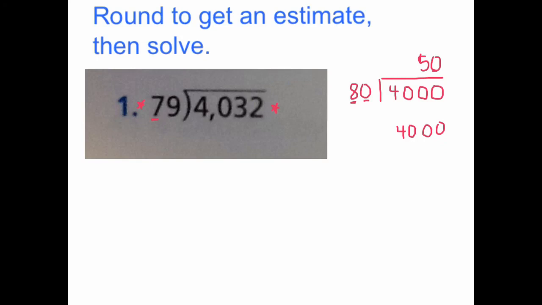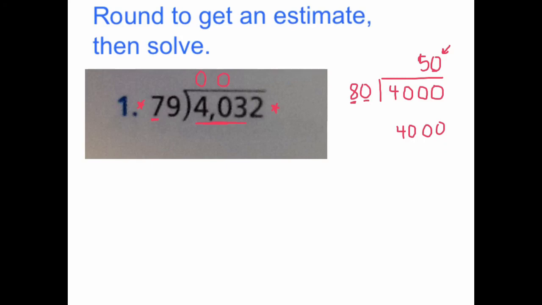Okay, so now we have to use exact math to find our final quotient. We just know that 50 is going to be our estimated answer, so it's going to be somewhere close to that. So if I look here, I'm going to go 79. I know it doesn't go into 4. 79 is larger than 4, obviously. 79 will also not go into 40, so I put another 0 there. I do know that 79 will go into 403. Now I just have to think, okay, what's going to get me close?